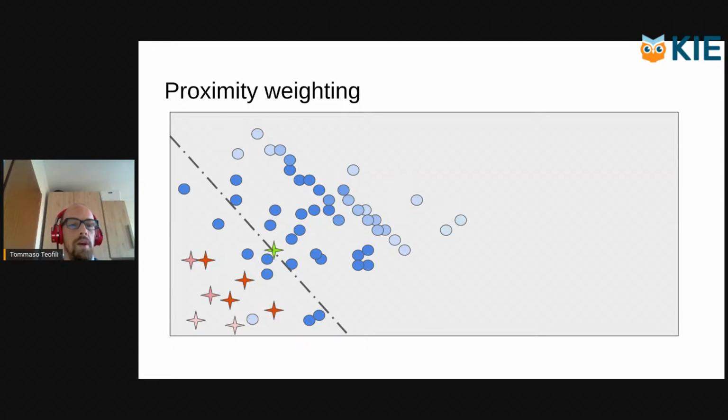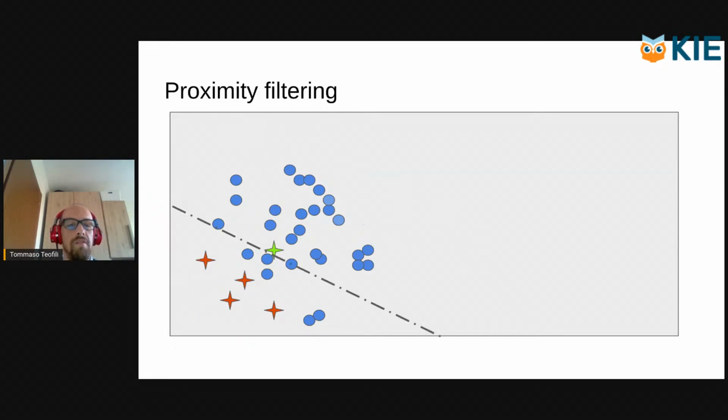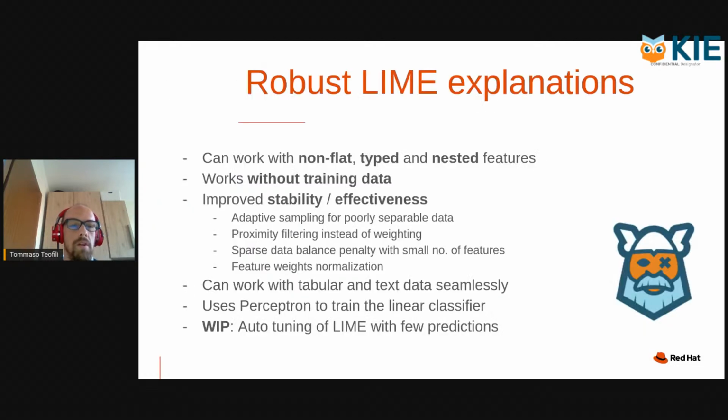So we'll have a lower weight. This is again the linear model that will be fitted with this data set. Actually, with filtering, we take all those samples that are not close enough, and we simply prune them away. So the linear model has less data, but the data that we use is much better. With that, and a couple of additional tricks, we managed to produce more robust explanations with Lime, with our own implementation of Lime.